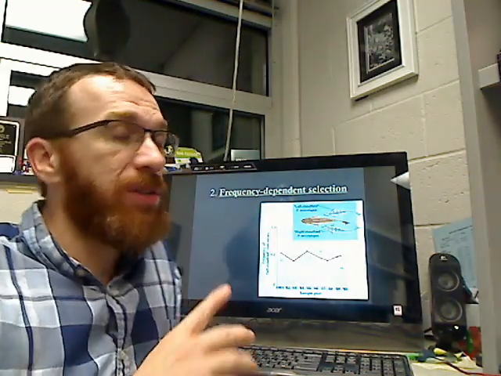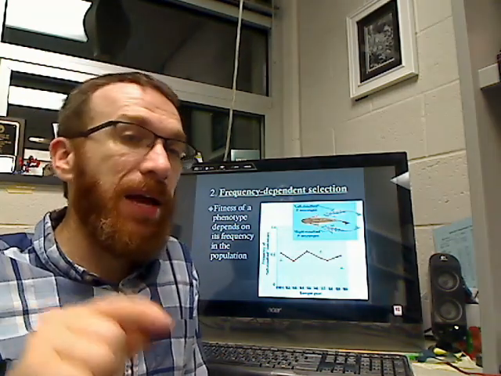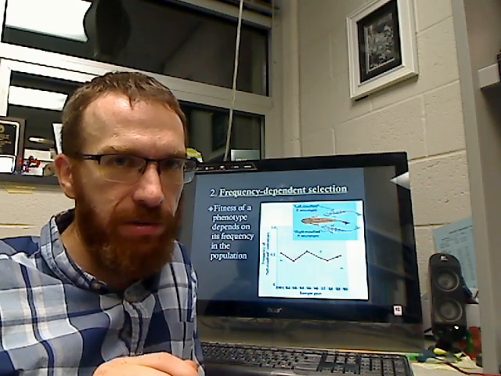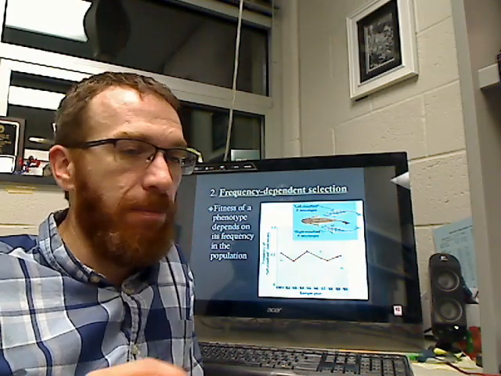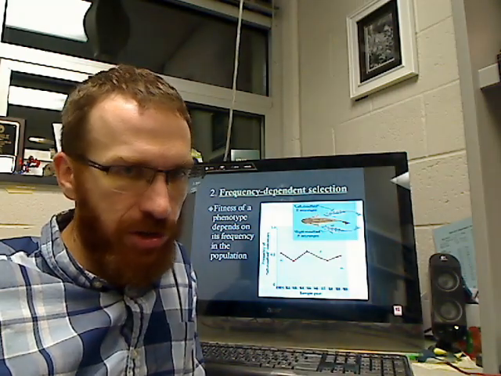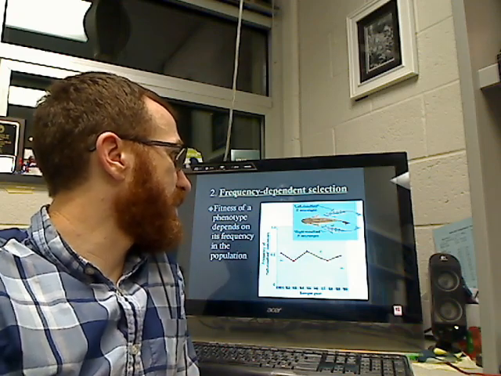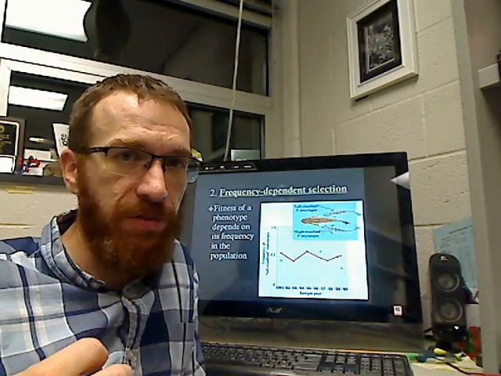The last one I think is really awesome, and it's called frequency-dependent selection. And this basically says that the fitness of a particular phenotype is directly dependent upon how common or uncommon it is in the environment. Okay, let me give you an example. There's this fish, and this fish is the prey of another species of fish. The second species of fish is basically a scale eater. It eats the scales off of this host fish.